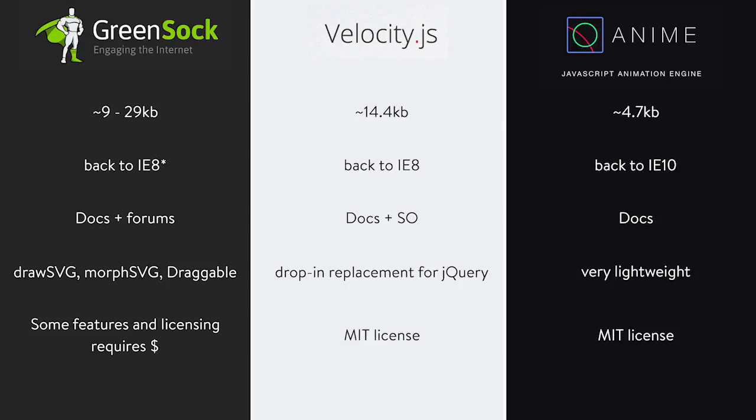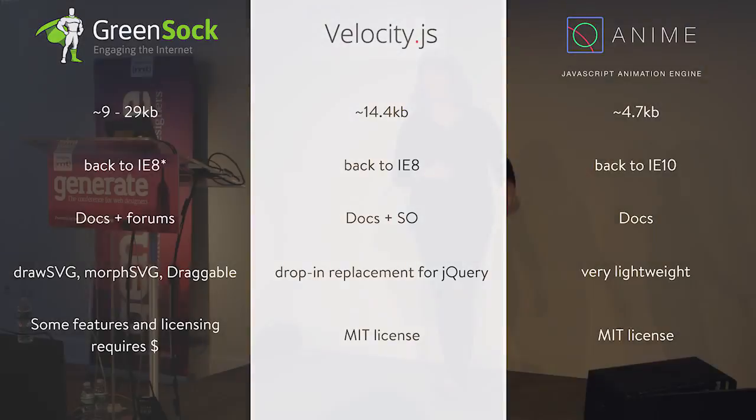GreenSock has a variety of configurations, and they range from a size of about 9 kilobytes to 29 kilobytes gzipped. I did get these numbers a few weeks ago, so they may have changed. Disclaimer for number things. To be honest, the stuff that you get for the 9 kilobytes isn't going to get you really far, so usually you have to have at least 12 to get things done. Velocity has one version of itself, and it's around 14 kilobytes gzipped.